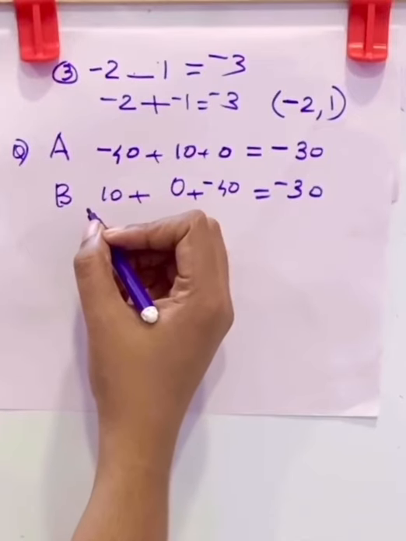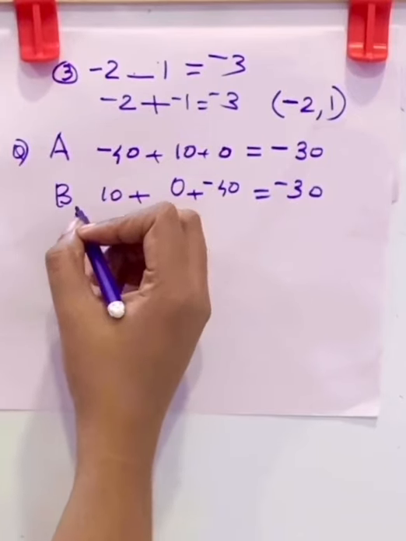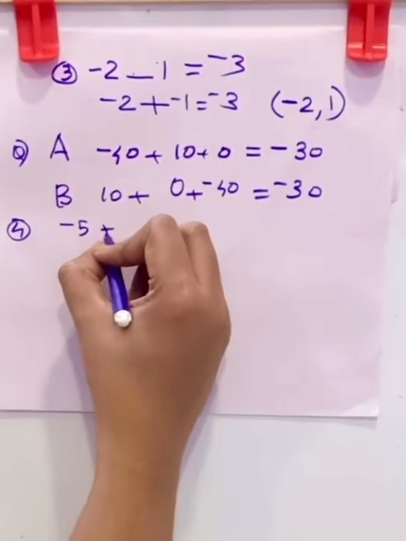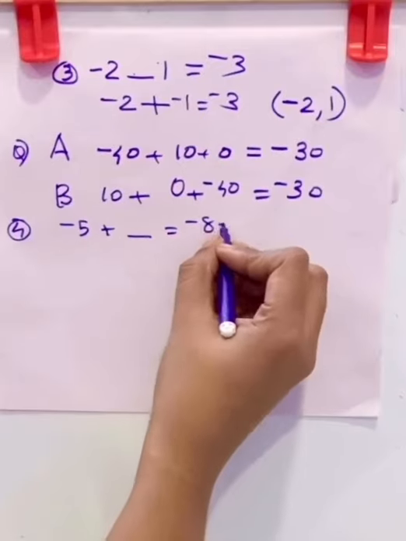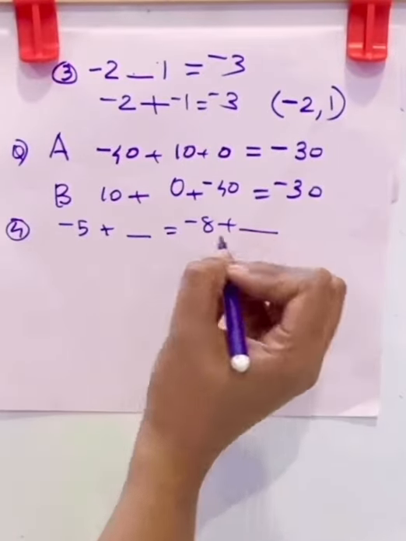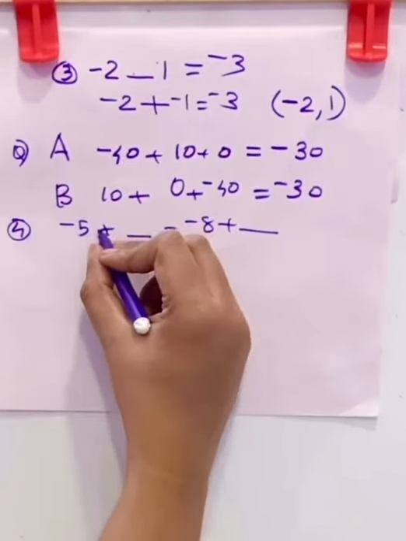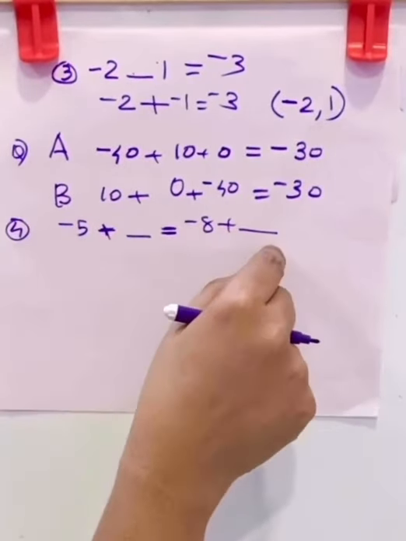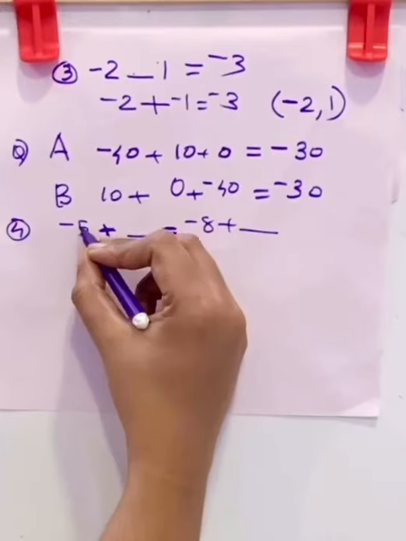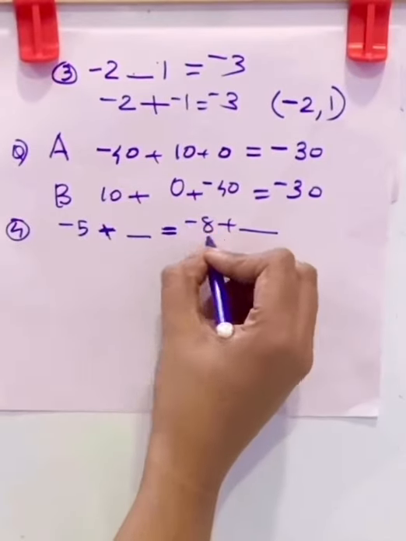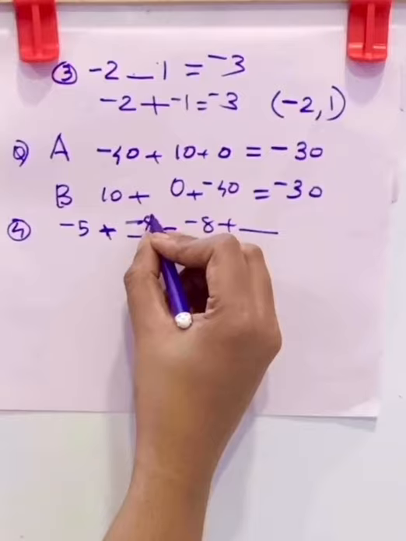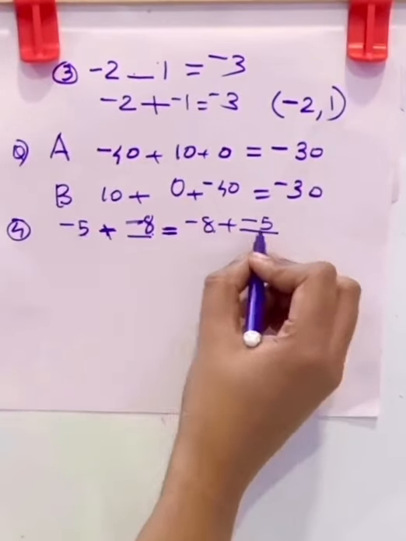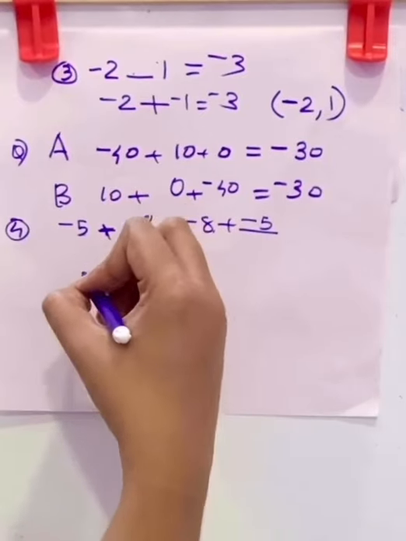Next question is, fill in the blanks to make the following statement true. Fourth question. Negative 5 plus dash is equal to negative 8 plus dash. What will be the answer? It is simple. Here we know A plus B is equal to B plus A. Here one A is given, one B is given. So B and A will be missing here. A plus B is equal to B plus A for integers.